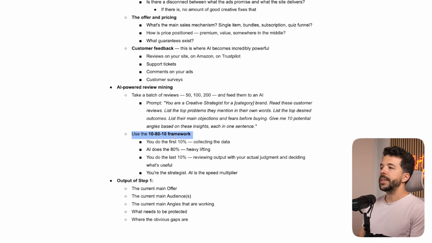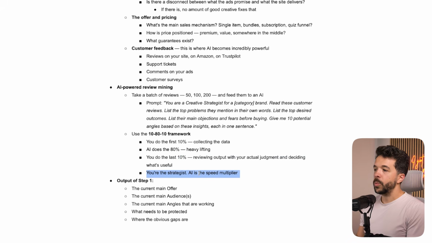But anyways, if you want to use AI yourself, you want to use the 10-80-10 framework. This is something we used for assistants back in the day. The first 10% is the input, then the assistant does the 80%, and then you do the final 10%. We're currently doing it with AI. To be fair, ever since agents came around, I like seeing a 90-10 framework where the agent does even the initial 10%.